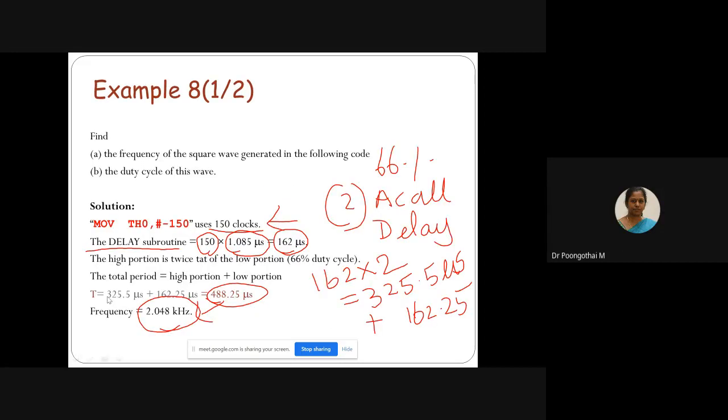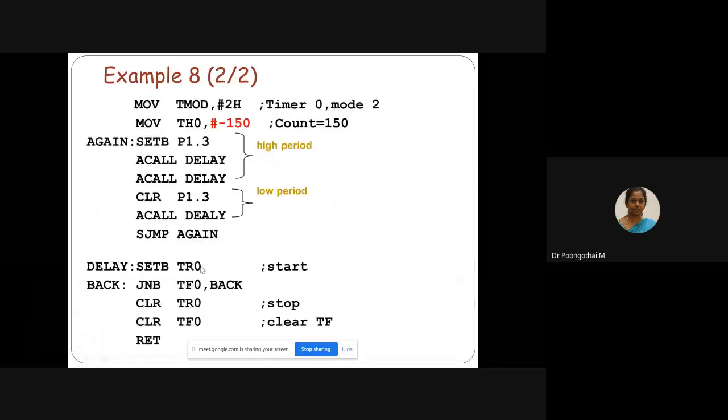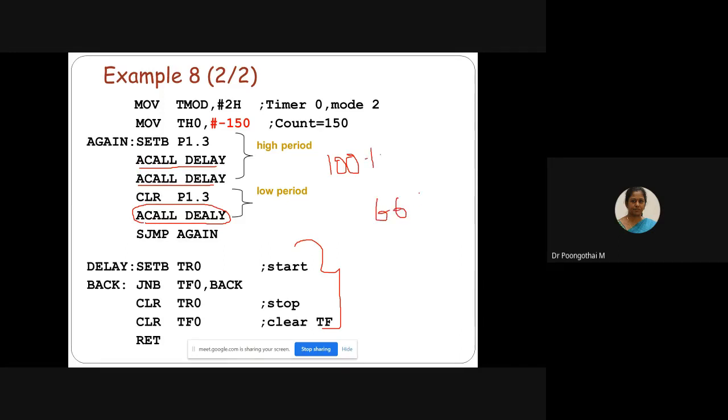See, now if you look at how many times the delay is called, we have already seen in our delay, 2 times here. First time delay is called, second time delay is called. So 2 times this loop will get executed. Only 1 time this will be executed. So out of 100%, 66% is for on time, 33% for off time. So you will get 100%.